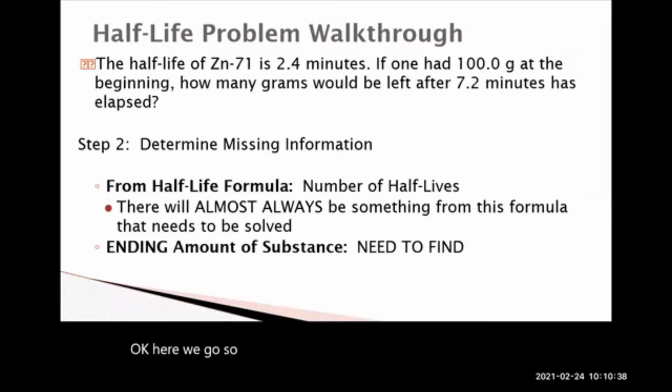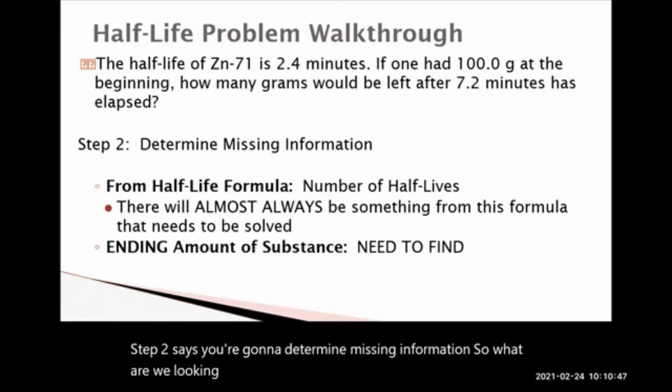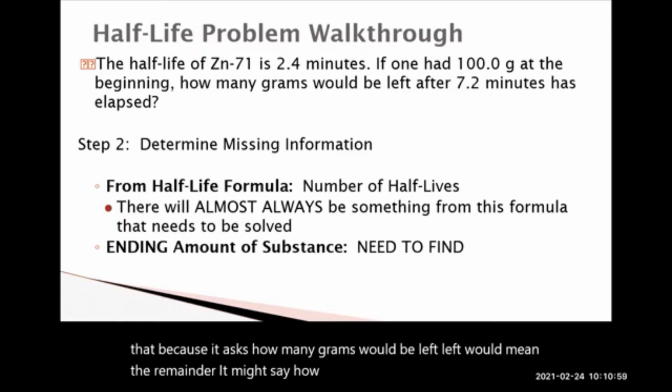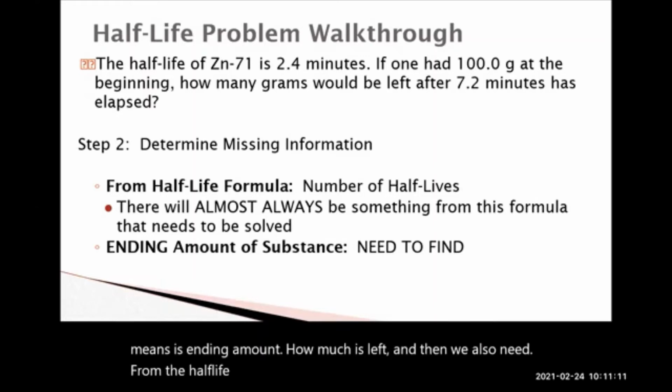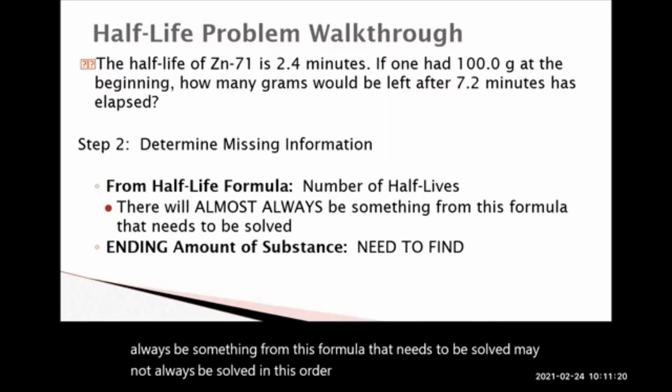Let's talk about step 2. Step 2 says you're going to determine missing information. So what are we looking for? We are looking for the ending amount. We know that because it asks how many grams would be left. Left would mean the remainder. It might say how many grams remain. All that means is ending amount. How much is left? And then we also need, from the half-life formula, the number of half-lives. There will almost always be something from this formula that needs to be solved. It may not always be solved in this order, but something will always need to be solved.